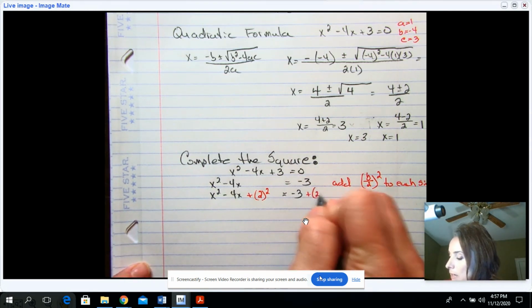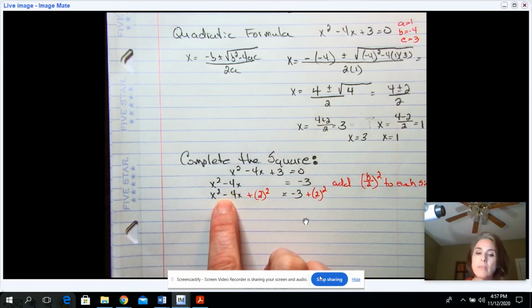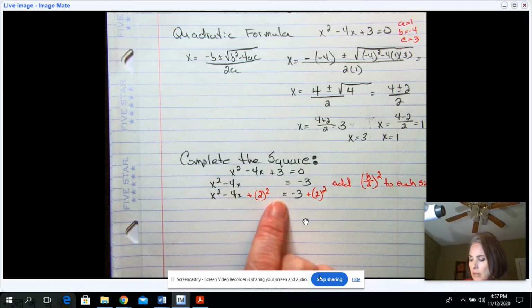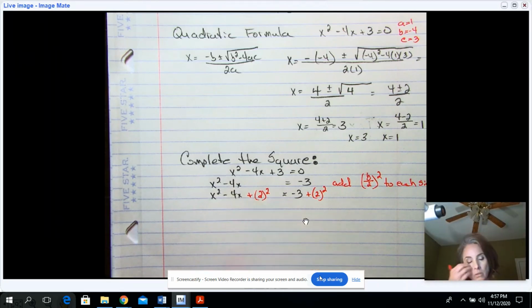So what I do to one, I have to do to the other to keep the equation balanced. So I add half of b, b is 4. Don't worry about the sign, because when you square it, it's going to be positive. So even if you said negative 4 divided by 2 is negative 2, negative 2 quantity squared would be 4. So the sign doesn't really matter right there.